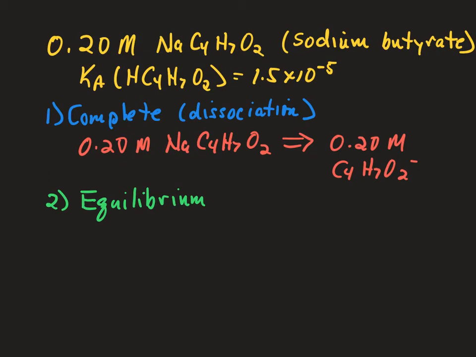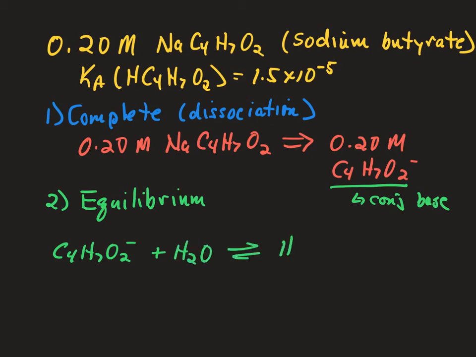Okay? Now, the problem is, all we've got is this, which we said was a conjugate base. So we're left with a solution where our only chemically active ion is a base. And so our equilibrium is going to be that ion, our butyrate ion, reacting with water to form a little bit of butyric acid, plus hydroxide ions.